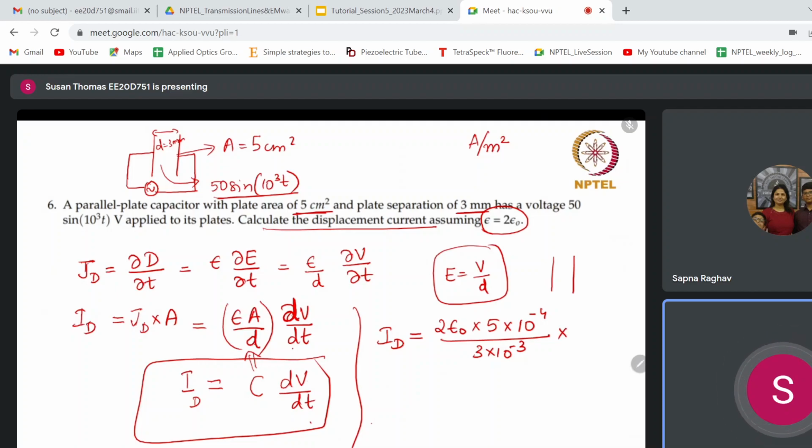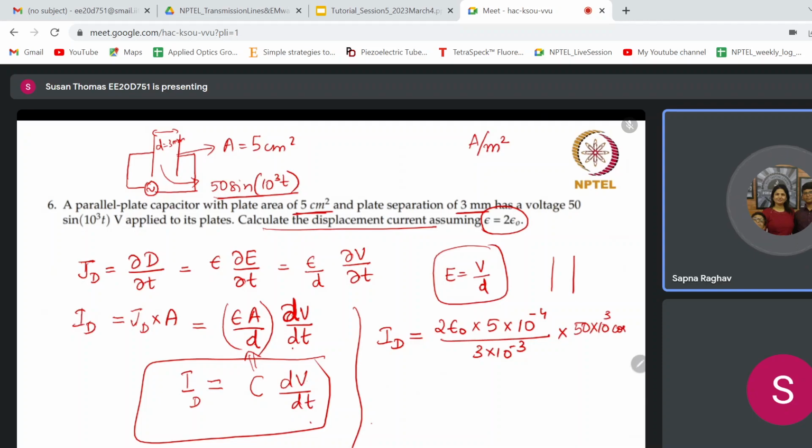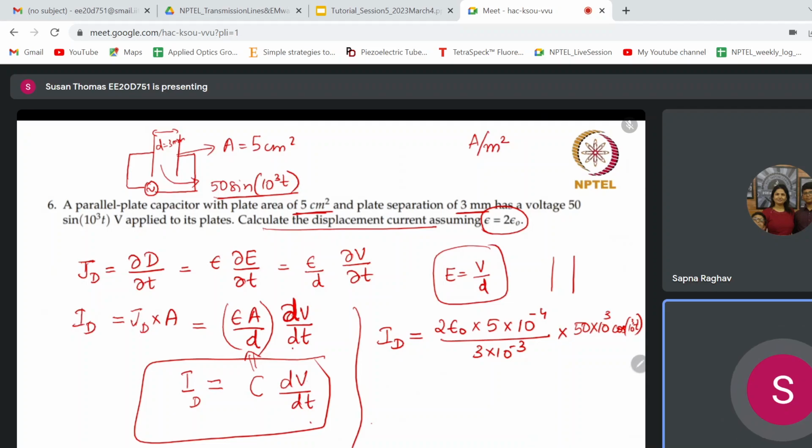Now dV by dt, see this is voltage. So what is dV by dt? 50 into 10 raised to the power 3 into cos 10 raised to the power 3t. Yes, exactly. Epsilon 0, you substitute the value and just simplify the whole thing. You must be getting the final answer, say 147.4 cos of 10 power 3 t. And this current has a multiplication factor of 10 power minus 9, so it's nano amperes.